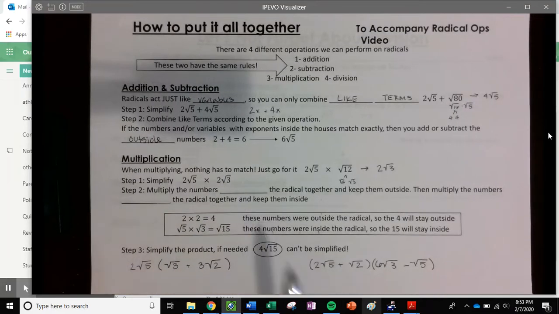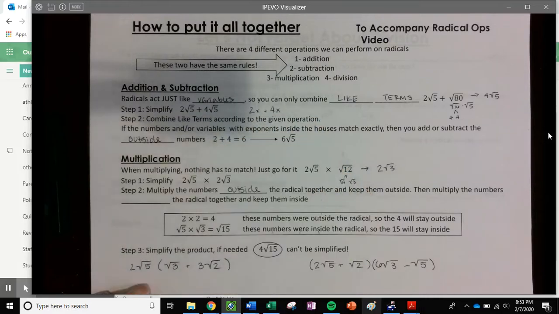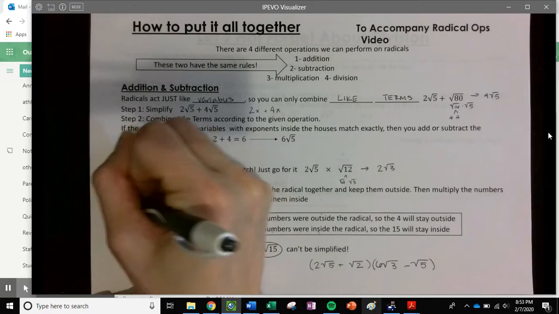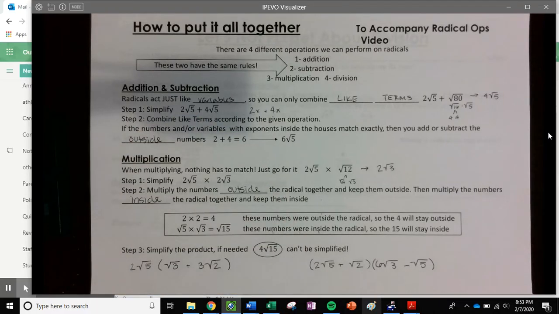So here comes the rule, and the rule is very simple. Outies and outies, and innies and innies. Never do the two cross the threshold of the house. You multiply the numbers outside the radical together and keep them outside. And you multiply the numbers inside the radical together and keep them inside.